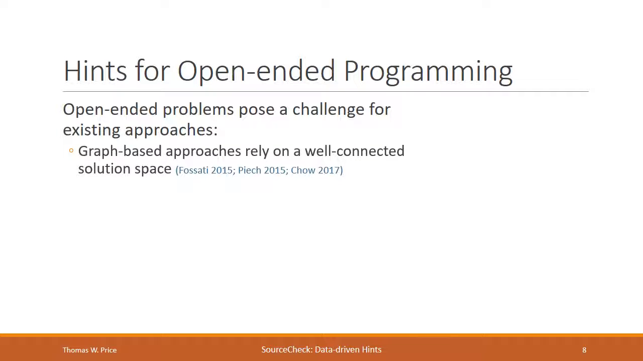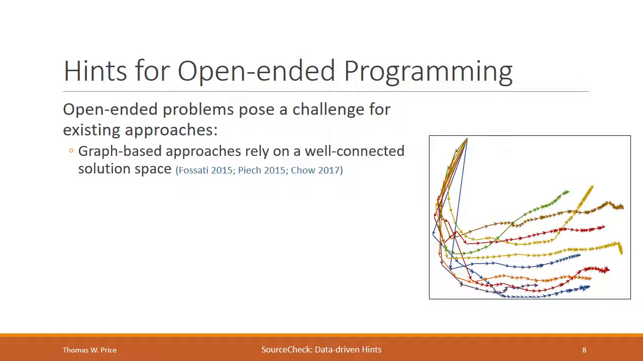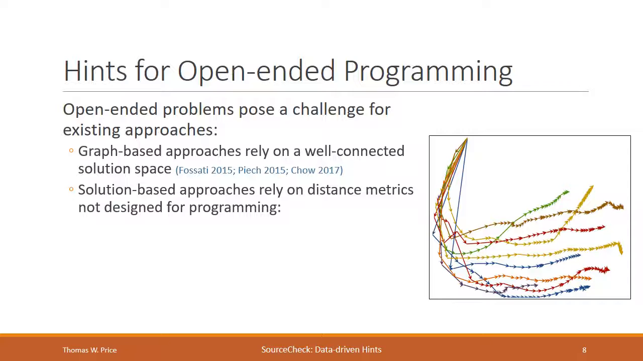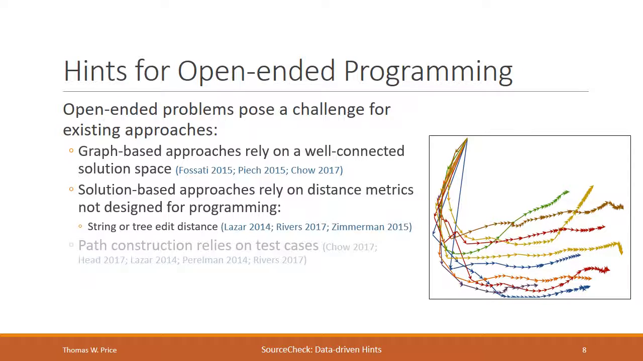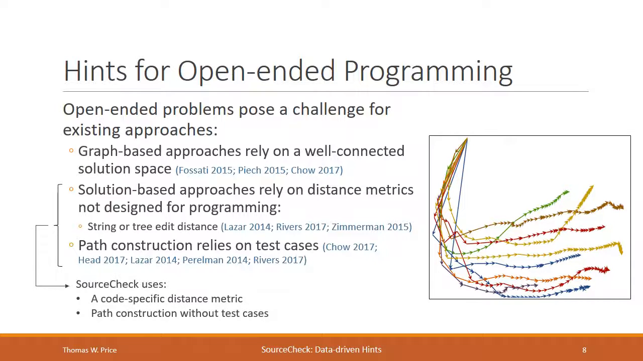Graph-based approaches tend to rely on a well-connected solution space. And as we saw before, the solution space for many programming problems is not well connected. So we don't get the overlap among students that's necessary to direct a student down a well-trod path towards a solution. Solution-based approaches also tend to rely on distance metrics that are not well designed for programming, such as tree edit or string edit distance. And path construction tends to rely on test cases. So the SourceCheck algorithm uses a code-specific distance metric and path construction without test cases.